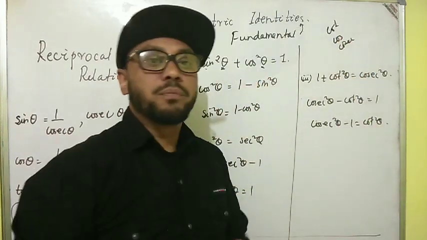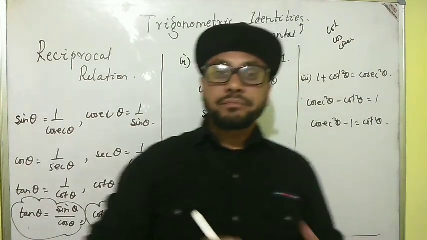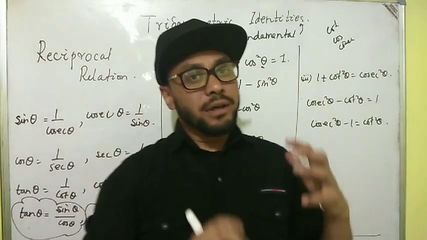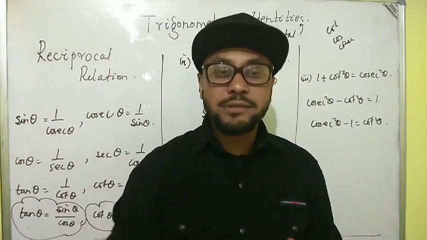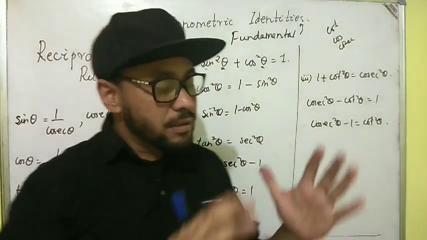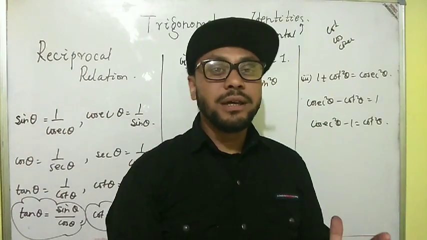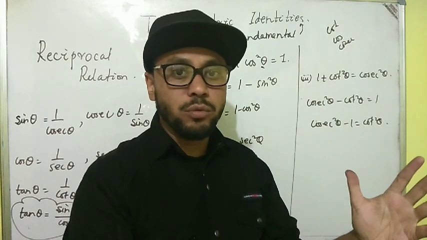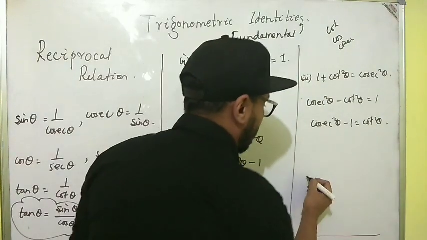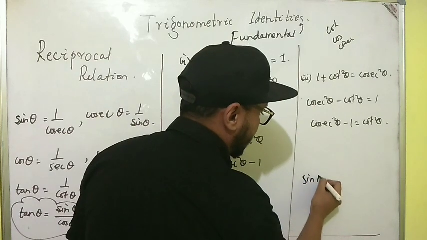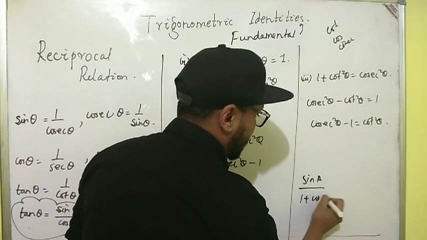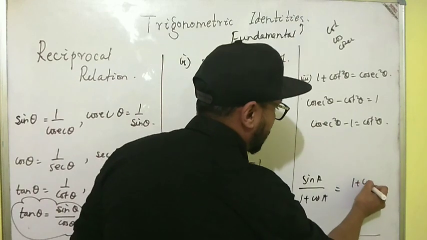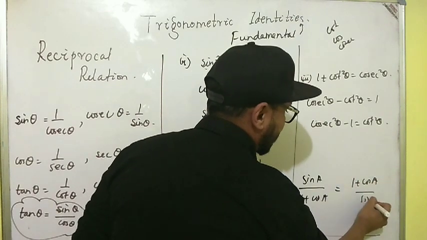Please go through the formula properly. Now in this exercise, you'll get an equation, and the question will be to prove the equation that is given. For example, the equation will be given like sin a divided by 1 plus cos a, and now prove this as 1 plus cos a divided by sin a.